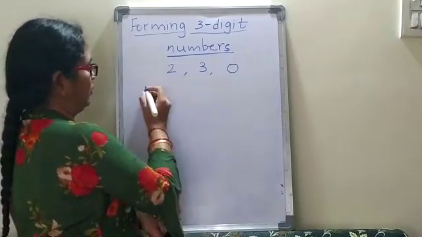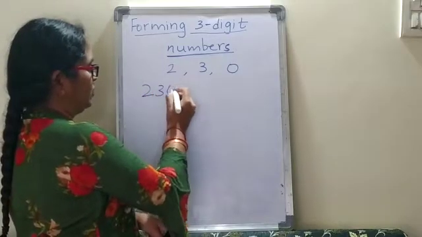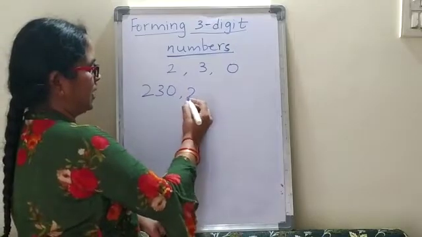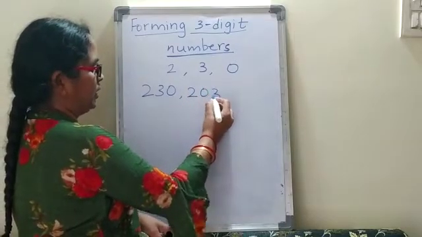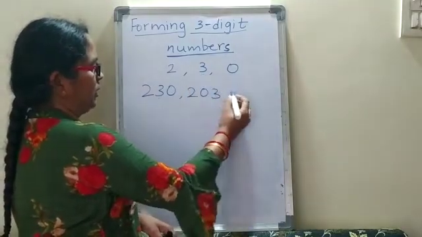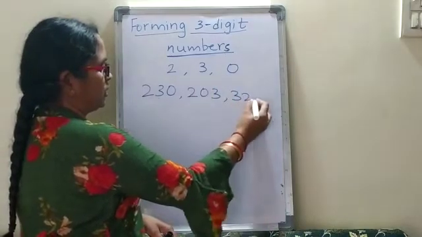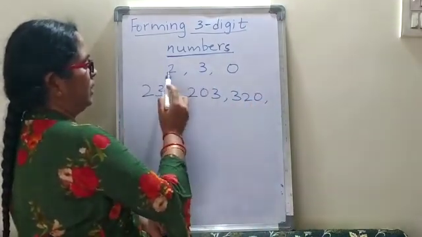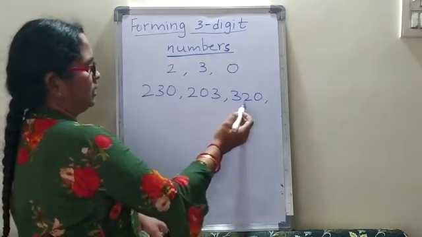2, 3, 0. First we can write 230. Then interchange these two, 0 and 3. Starting with 2, 203. Then go for 3: 3, 2, 0, that is 320. Then 3, 0, 2. Interchange these two.